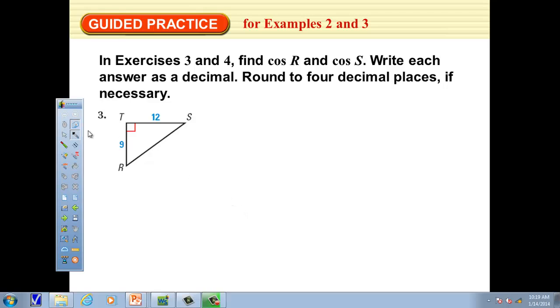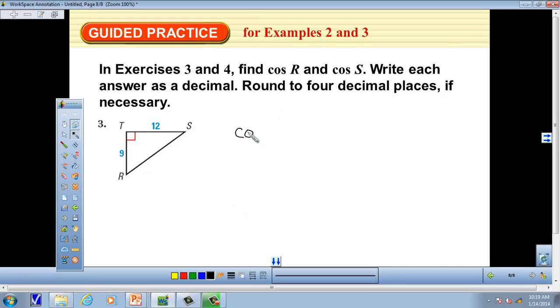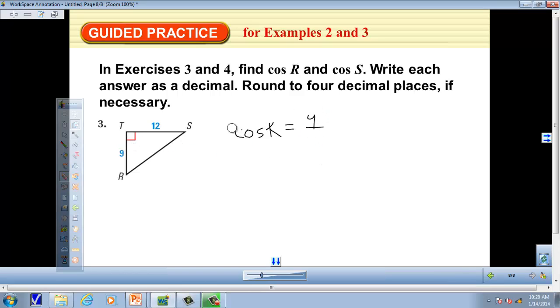Here's another problem with cosine. We're going to do cosine R. Now R is right here, so adjacent to R is this RT, and RT has a length of 9. Oh, we can't do this. We have to do something first. If you notice, we don't have our hypotenuse, but again, as I've told you, 3, 4, 5 triangle once again. So this is 3 times 3, this is 4 times 3, this has to be 5 times 3 or 15. Now we can do our cosine.